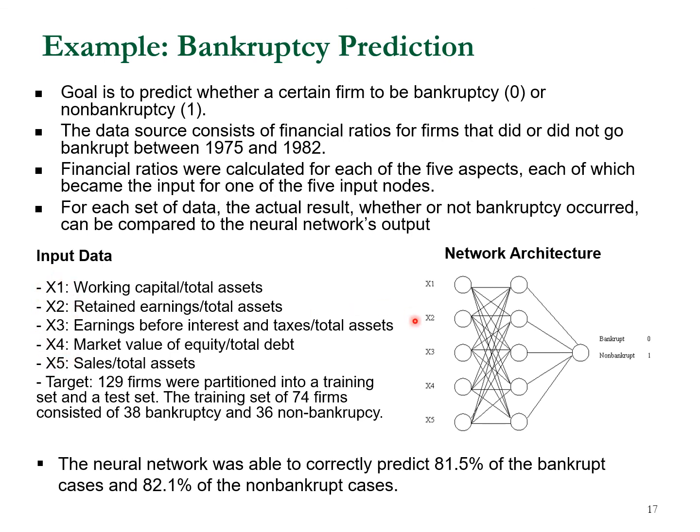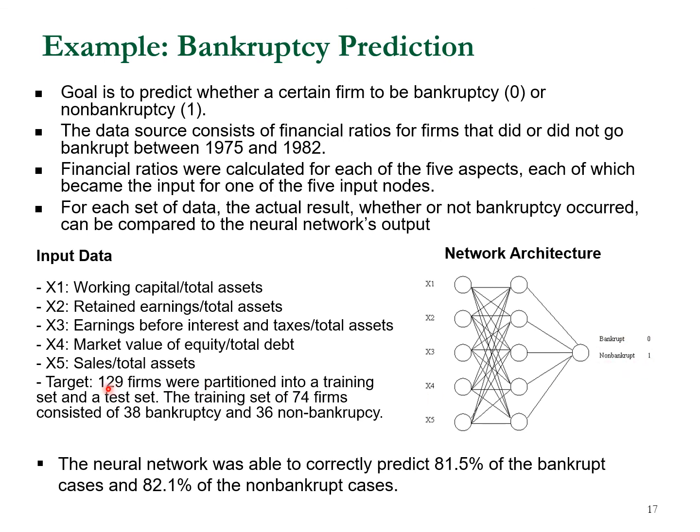This is the network architecture, and because there are 5 inputs, the input layer has 5 nodes. We have one hidden layer which contains 5 hidden nodes, and one output node in the output layer. The class value is 0 or 1: 0 means bankrupt, 1 means non-bankrupt.